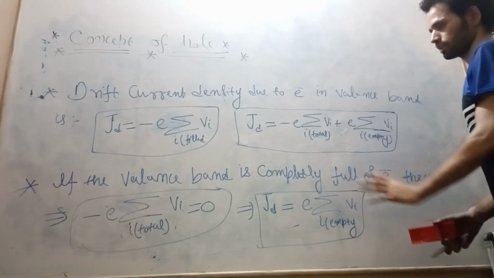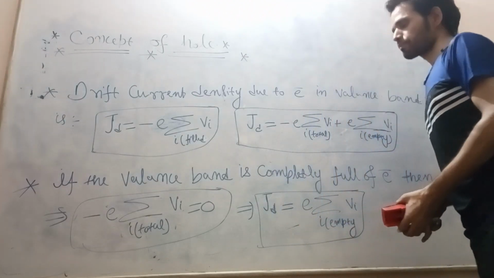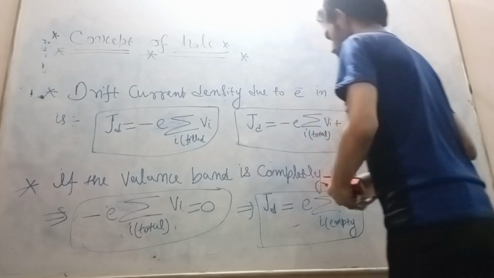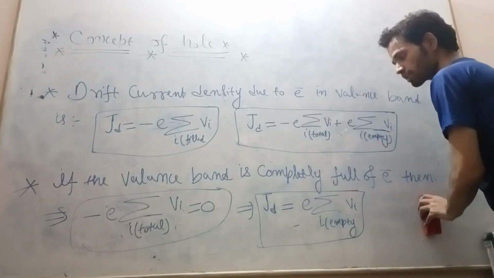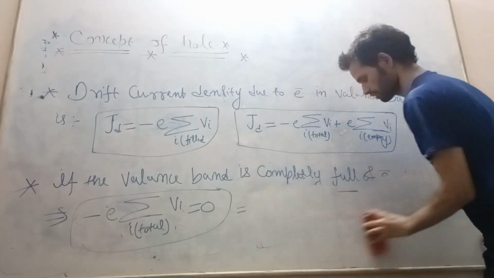So, drift current: when the valence band is almost full of electrons, almost full of electrons means there is no free electron in the conduction band. So the current due to electrons is what? Zero. Okay, so let us see here.